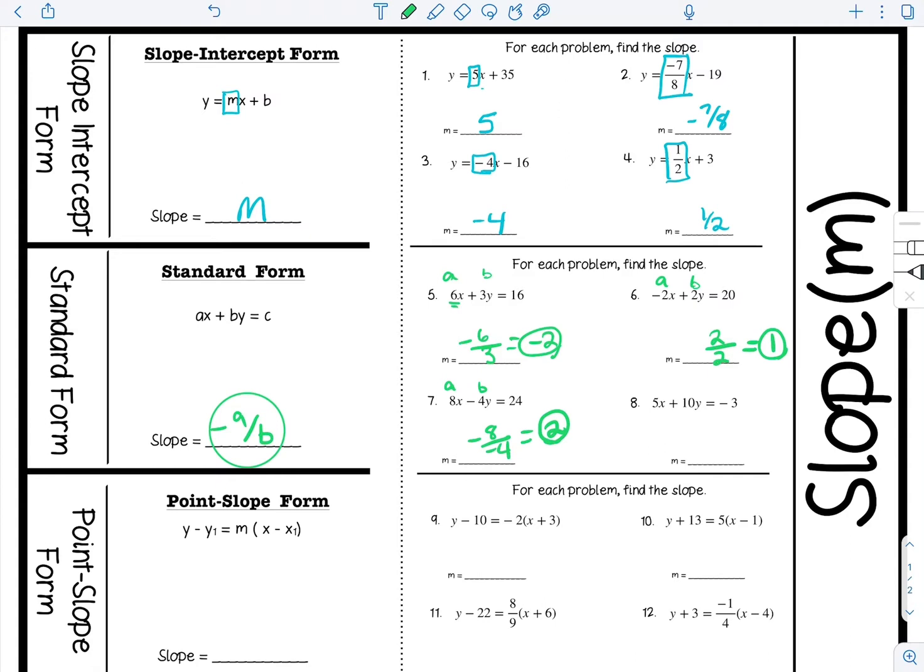Now I want you to try number 8. Negative 5, yep, divided by 10 gives us negative 1/2 or negative 0.5. That's our slope.